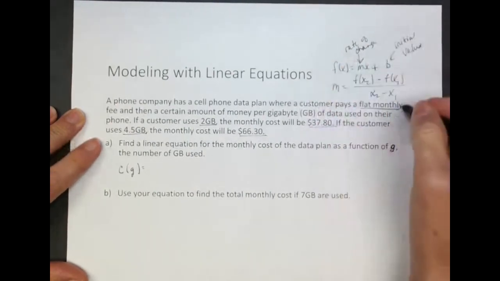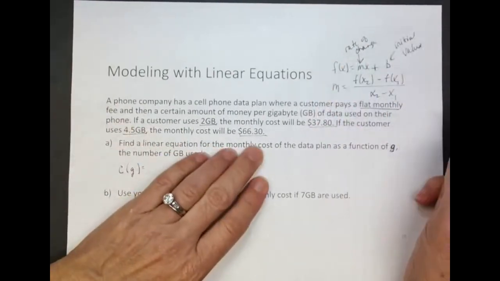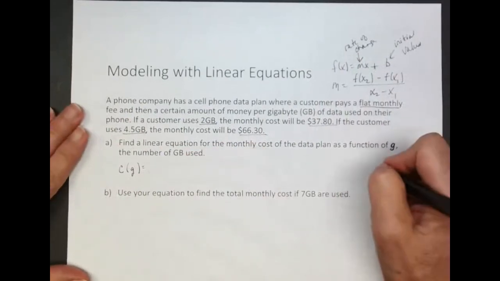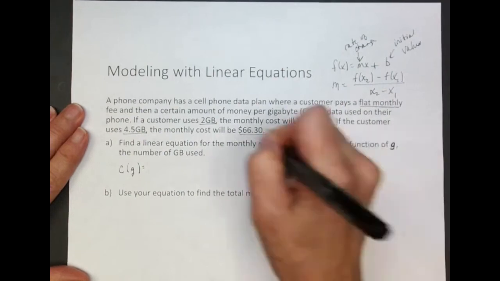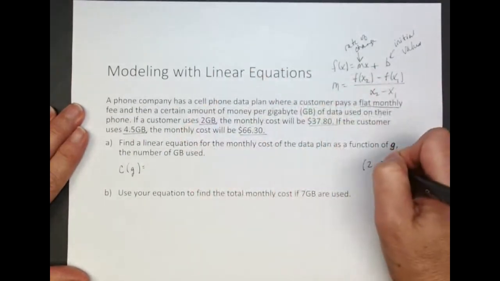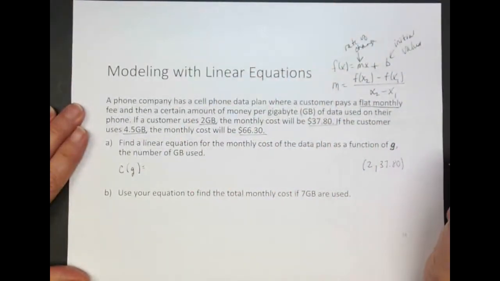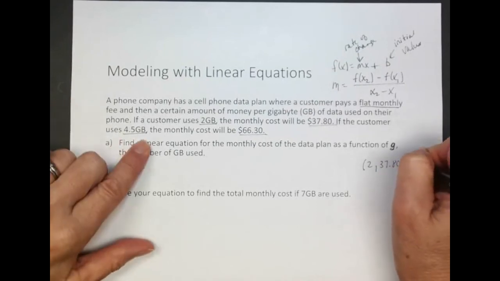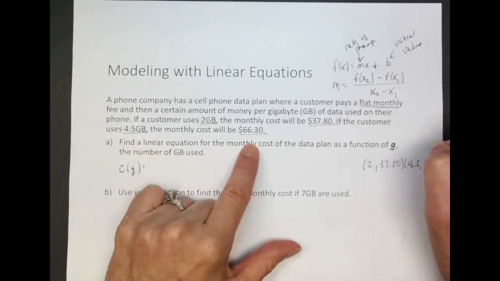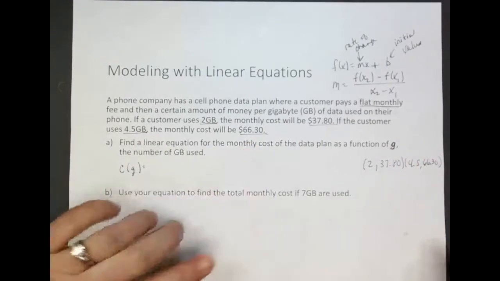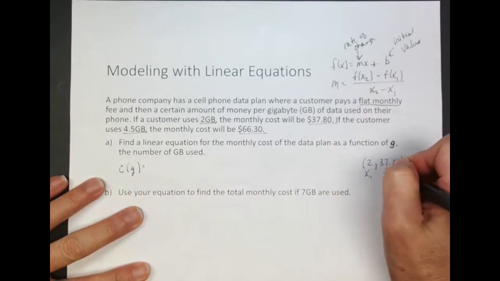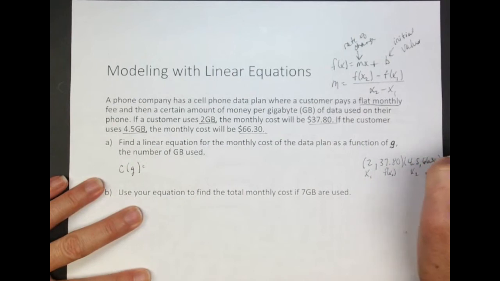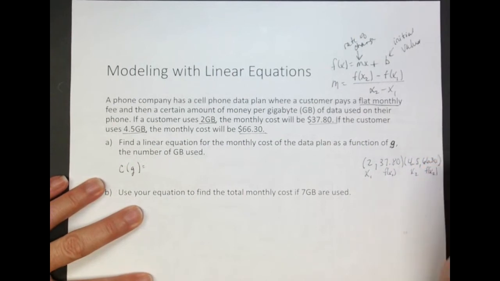All right, let's see if we can calculate that rate of change here. Well, what are our two ordered pairs? Let's write them first. Maybe I'll put it over here. The first set of inputs and outputs would be 2 gigabytes and then the cost for that is $37.80. The second is 4.5 gigabytes for a cost of $66.30. So those are two ordered pairs. So we could say this is an X1 and an F of X1 here, and X2 and an F of X2 here.